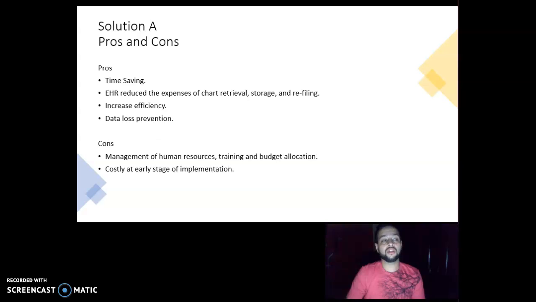On the cons, asking the initial questions can frustrate or irritate the patient during the second round of questioning. Also, it can be costly in terms of management and human resource allocation, training, and budget. And during the initial phase of implementation of the overall EHR, it may be costly and time-consuming.